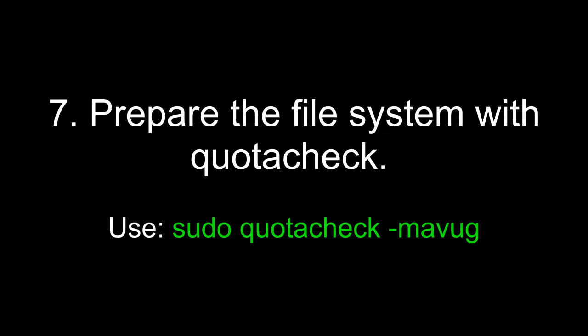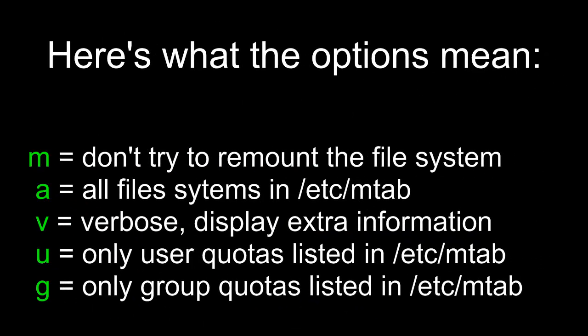Next, prepare the file system with quota check. To do that, use sudo quotacheck -mavug. Here's what those options mean. The lowercase m means don't try to remount the file system. This is generally the safer option. The opposite of that is the capital M, which means try to remount the file system. But this can be bad. If you're scanning the file system and changes are being made to a file, it can corrupt the file system, necessitating the use of fsck to repair it. Therefore, the more general and more frequently used option is lowercase m.